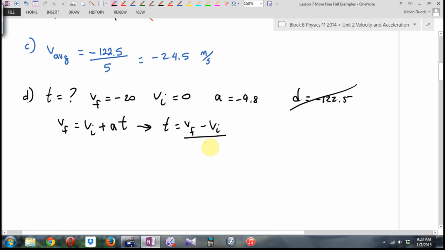Divide by? That easy. That was easy. There you go. It wasn't, but we're getting there. Cam, keep going. What's VF? Tell me what to plug in. Negative 20. What's VI? Oh, nice. What's A?